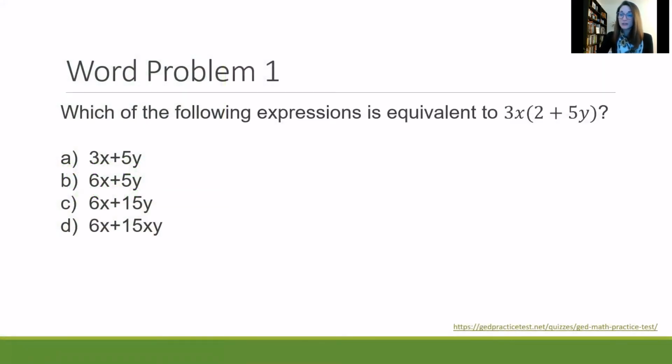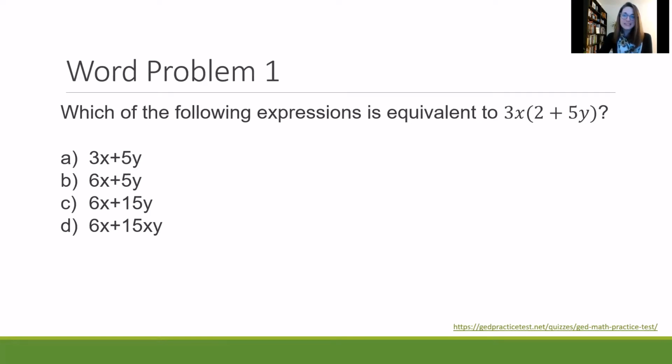Let's take a look at our first very short word problem, which says, which of the following expressions is equivalent to 3x times 2 plus 5y? A, 3x plus 5y, B, 6x plus 5y, C, 6x plus 15y, or D, 6x plus 15xy. Well, what we need to know here is how to simplify this problem or restructure it in a different way.